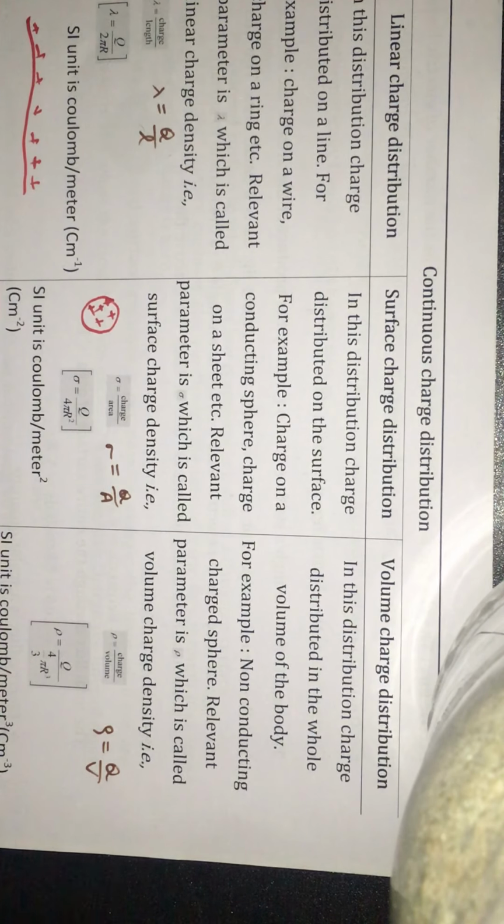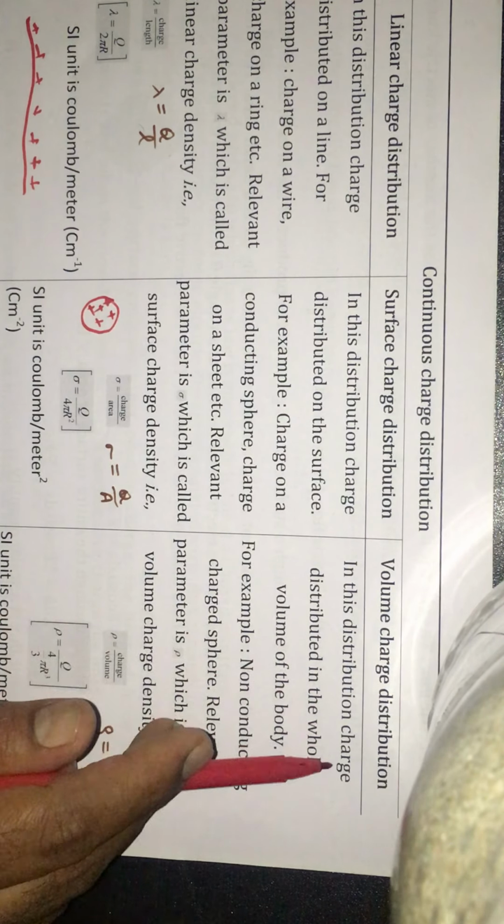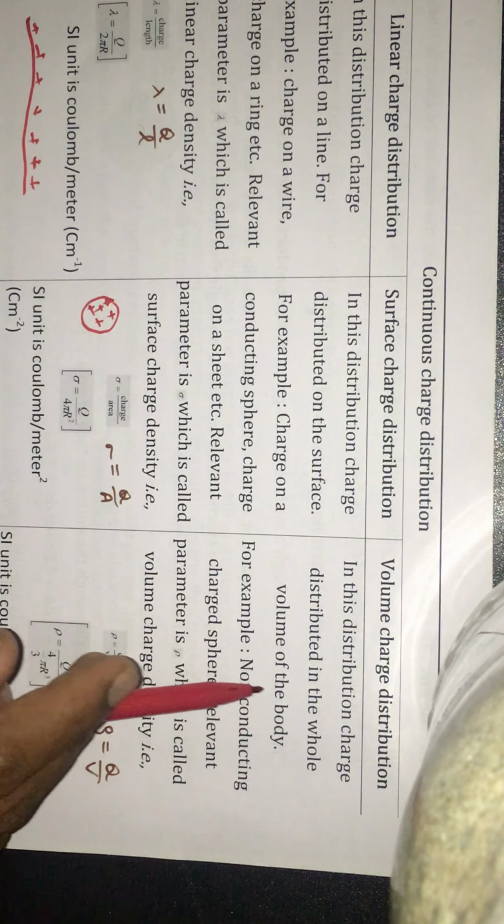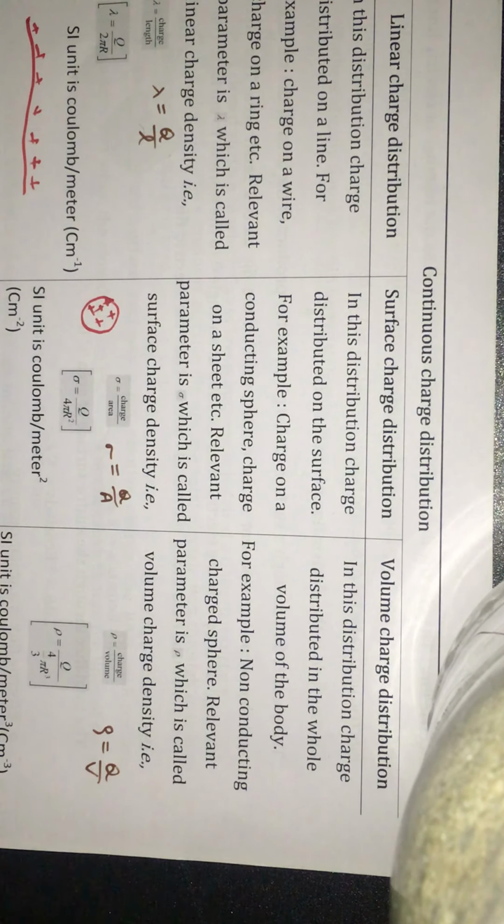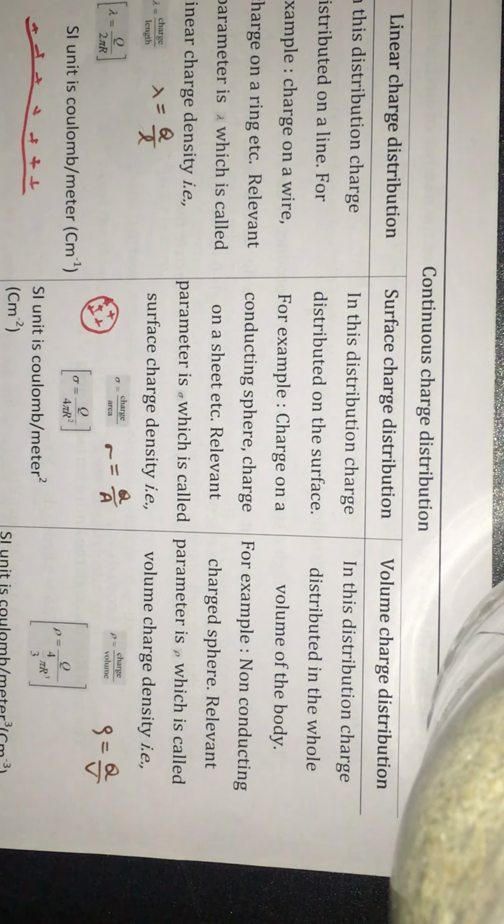Then also volume charge distribution. See, if you think of volume charge distribution, in this distribution, charges are distributed in the whole volume of the body. Over the total volume of the body, the charges will be distributed. You can think of a non-conducting sphere. You know that in case of a non-conducting body, charges would remain localized. They will not get transferred onto the surface. They will remain localized wherever they are placed.